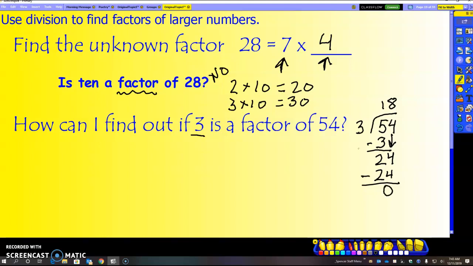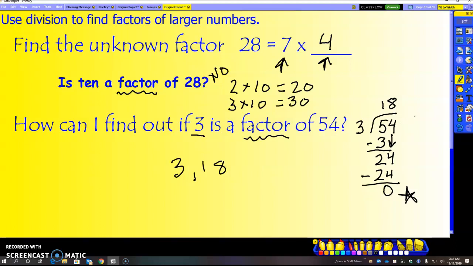So the big thing here when you're testing for a factor with long division is that you cannot have a remainder. Okay, it's got to go in evenly. So these two up here go in evenly. There's no remainder. So in order to be a factor, you need to have a 0 as your remainder. If you have a remainder, that number is not a factor. So in this case, 3 and 18 are factors.